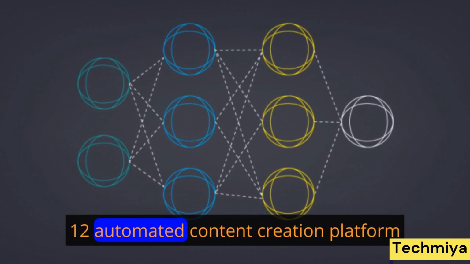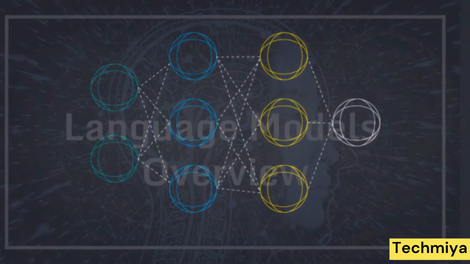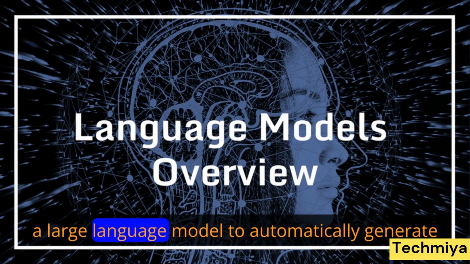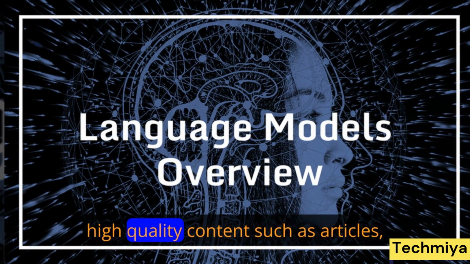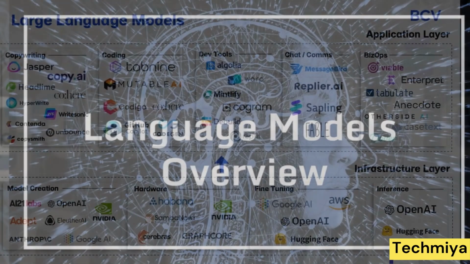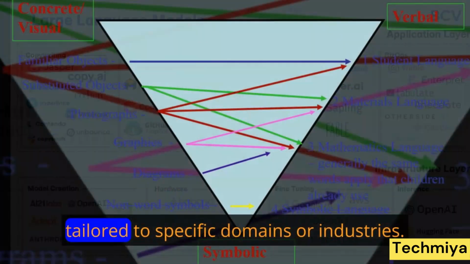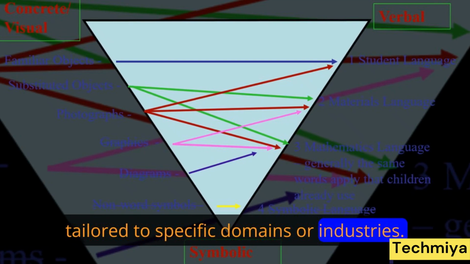12. Automated content creation platform. Overview. Develop a platform that utilizes a large language model to automatically generate high-quality content such as articles, blog posts, product descriptions, or marketing copy, tailored to specific domains or industries.